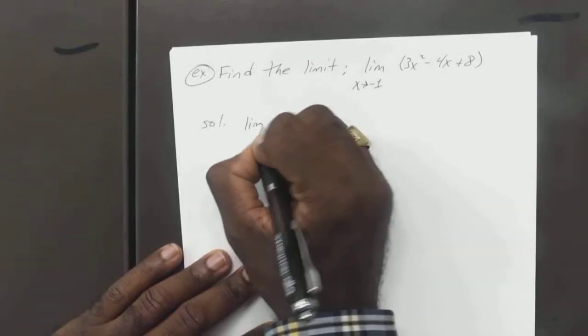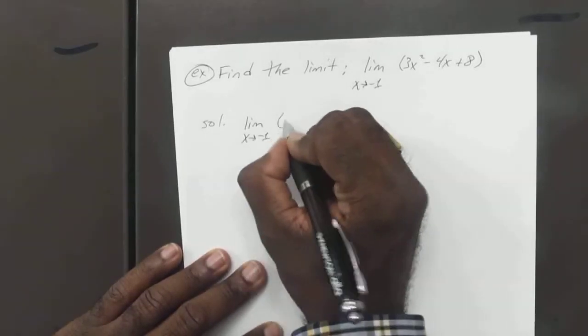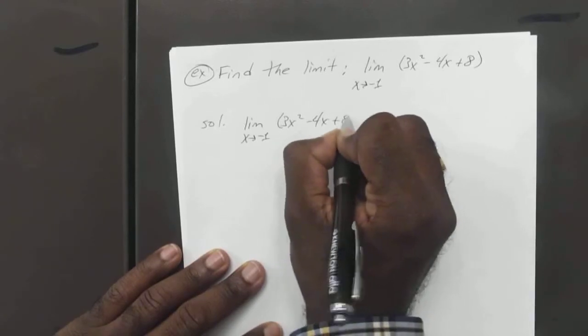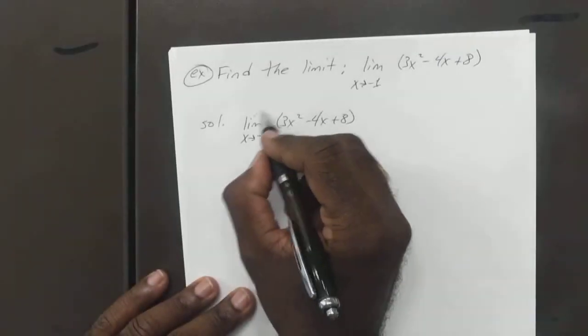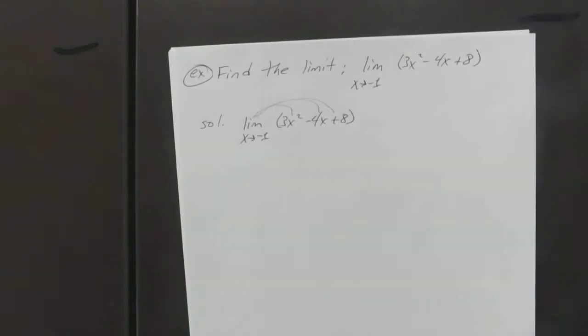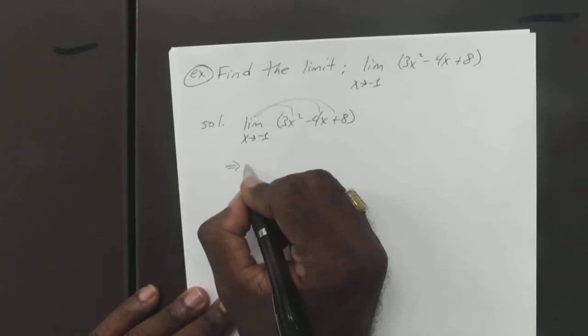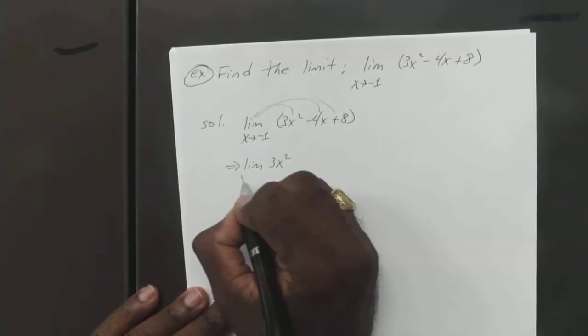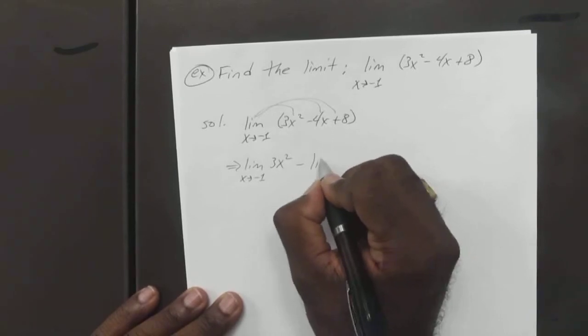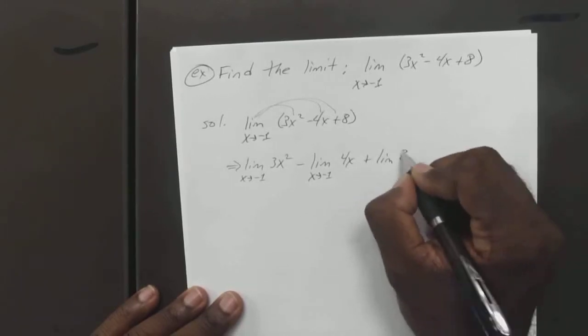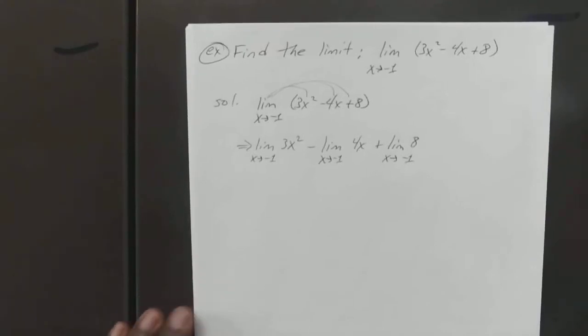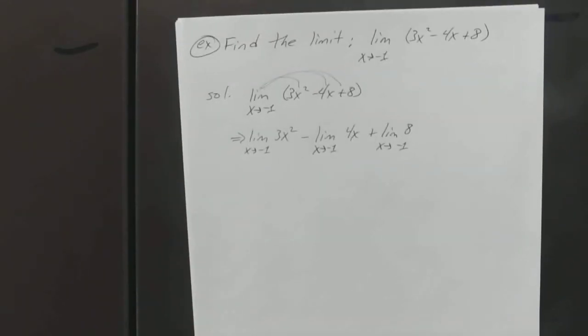Now, you could just plug it in and solve it from there, but we're going to do the steps a little bit so you can see how the other properties work. If you wanted to with a limit, you can distribute it using the distributive property. So you can just distribute it to each one of those terms, which means you would have the limit of 3x squared as x approaches negative 1 minus the limit of 4x as x approaches negative 1 plus the limit of 8 as x approaches negative 1. So you can distribute the limit.